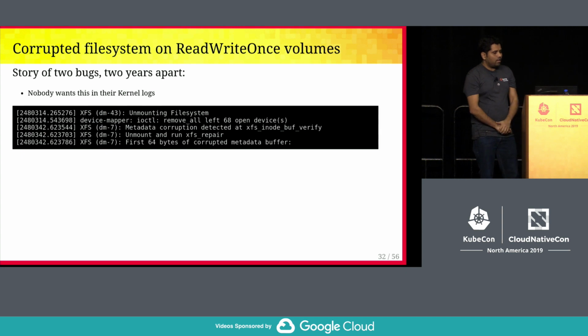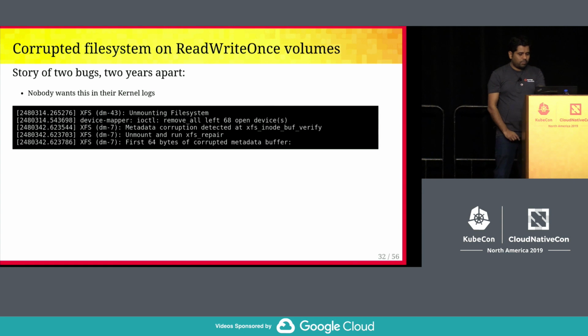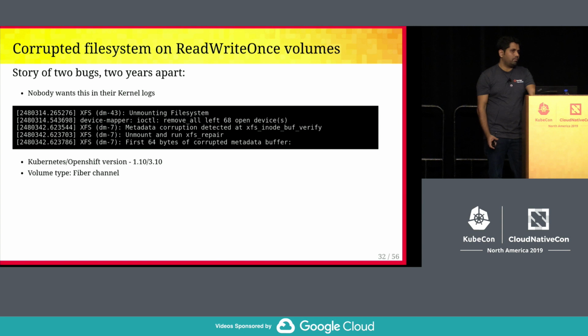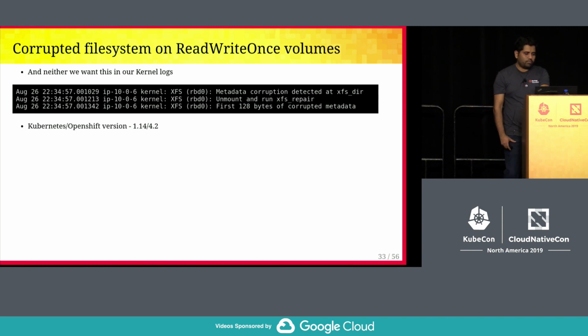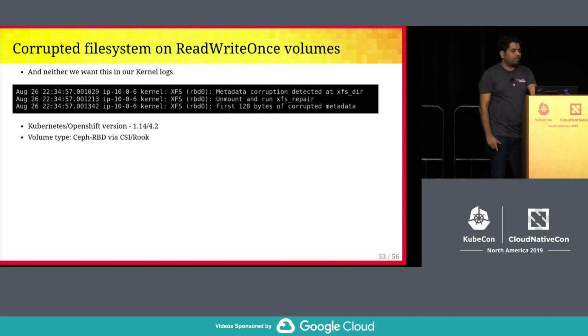This is a stack trace from a real bug. You can see the XFS metadata is corrupt. This was reported against Kubernetes 1.10, the volume type was Fibre Channel, and it was reported in November 2017, so a while back. And this is another stack trace from a real bug, from the dmesg kernel log. You can see metadata is corrupt again, and this is Kubernetes version 1.14, so pretty recent. It is Ceph RBD via CSI Rook, and it was reported in August 2019.